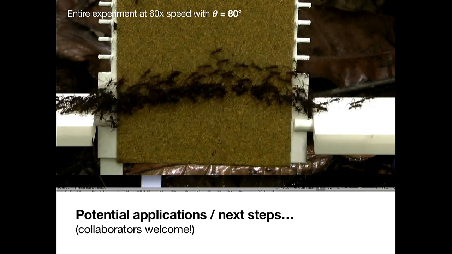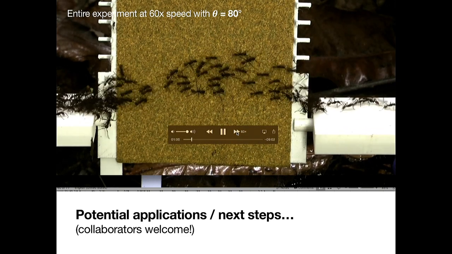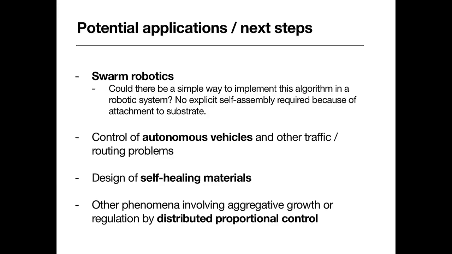It would be great to talk to anyone who's interested in thinking about different applications for this model or these data. I think there are so many potential applications in swarm robotics, if we can figure out some simple way to implement this algorithm in a robotic system. And the nice thing about this last project is that it doesn't even need to be explicitly self-assembling, because you could have robots that just stop along a substrate somehow. And I think this could also be important for control of autonomous vehicles, other kinds of traffic problems, design of self-healing materials, and just any other general phenomena involving aggregative growth.